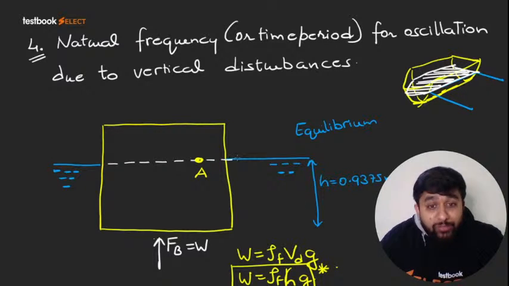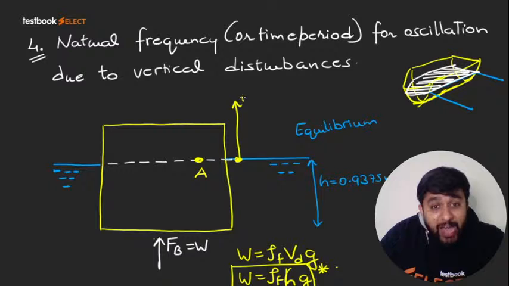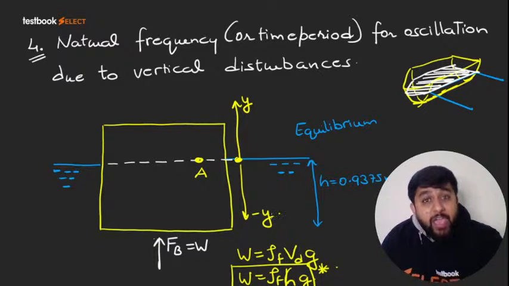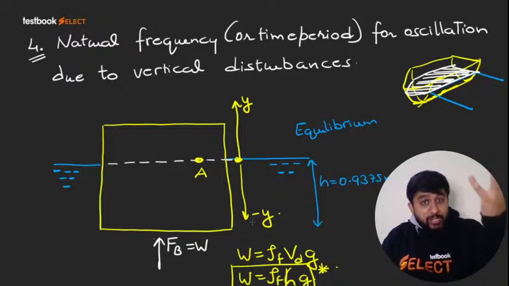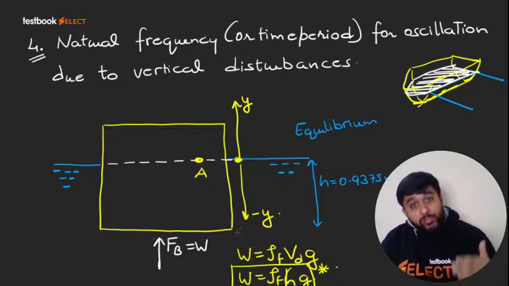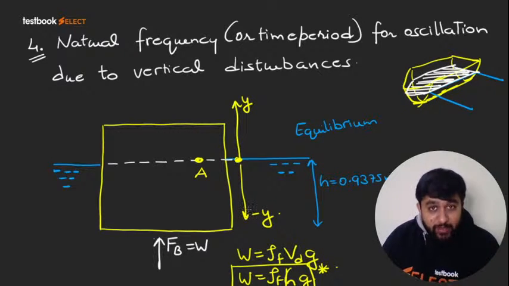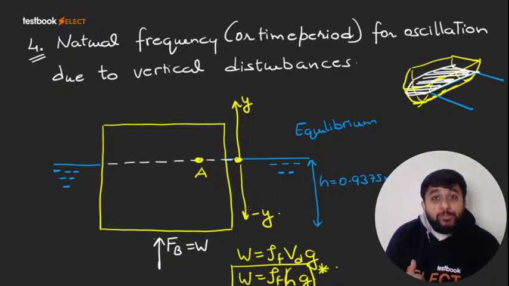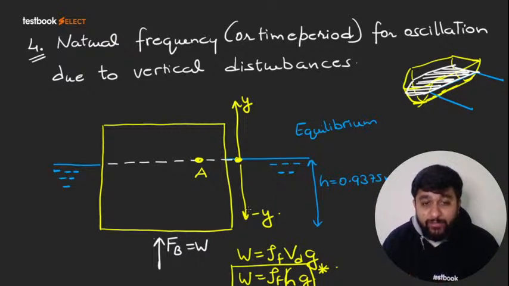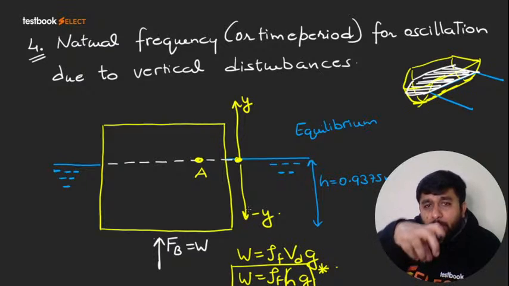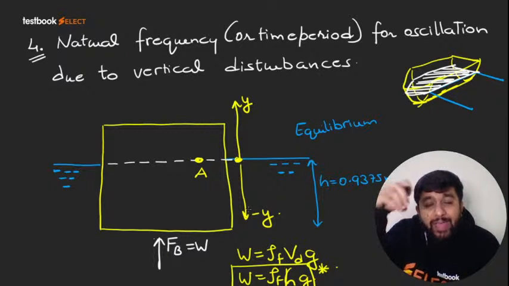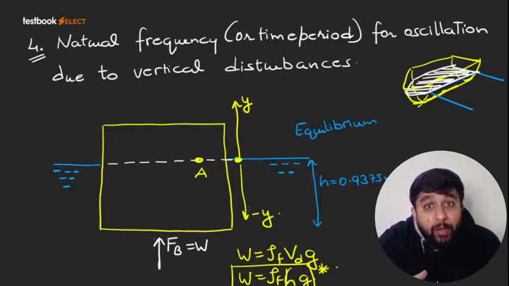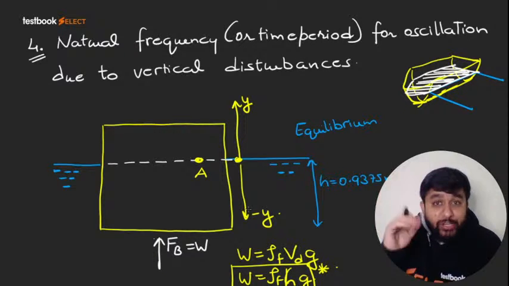Now let me do one thing. Let me mark this direction as positive y, and obviously this will become negative y. So any force which is upwards is positive. Any force which is downwards is negative. Any displacement which is upwards is positive. Any displacement which is downwards is negative. Now let us pull the object a little out and drop it. So what will happen? The body is in stable equilibrium, so the body will start oscillating.